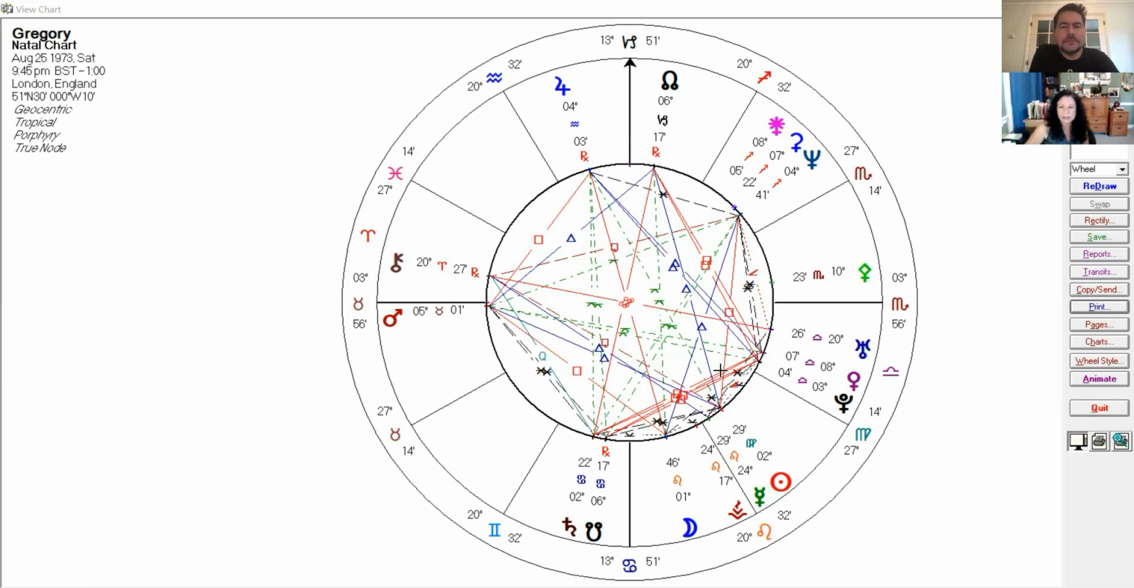One of the interesting things I see about this chart, there's many interesting things I see about this chart, but I'll try to point them out nonetheless. We have a Taurus rising and a Mars in Taurus on the ascendant. This, by its nature, is self-reliant, independent, my way or the highway. Mars in Taurus doesn't easily bend to other people's will.